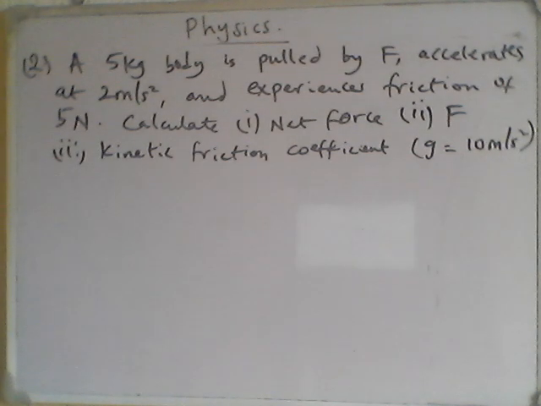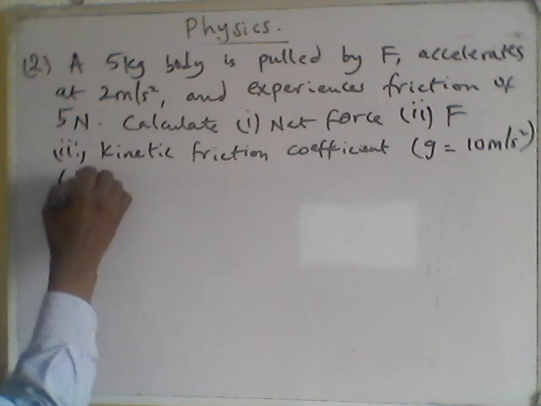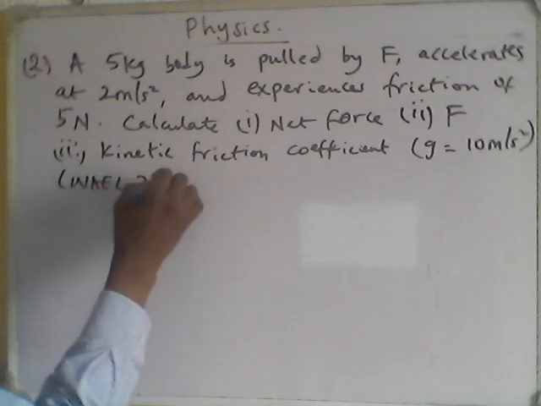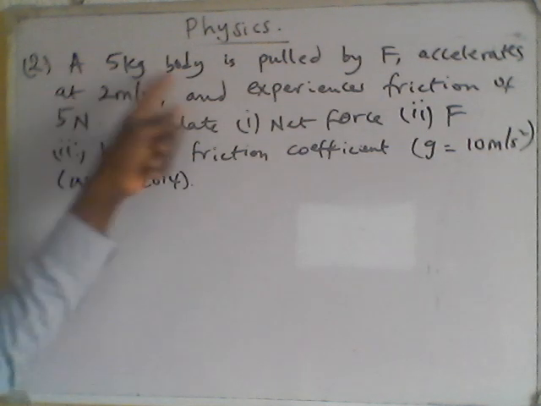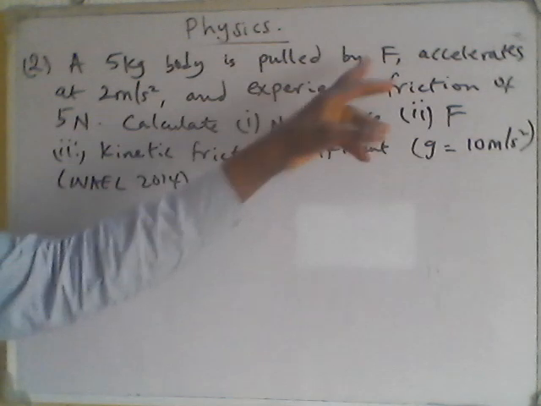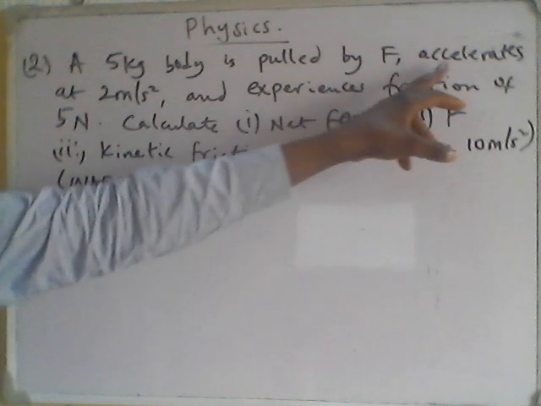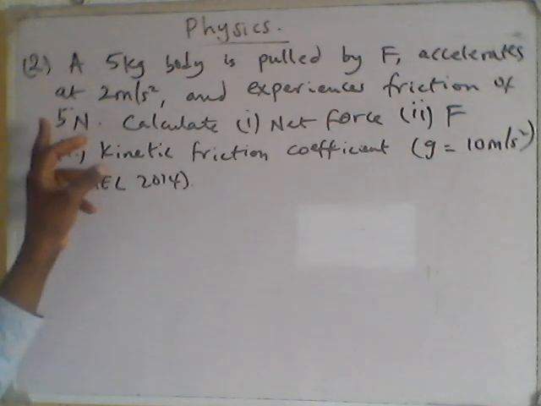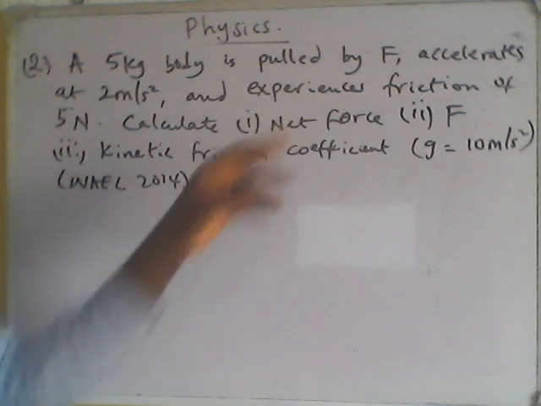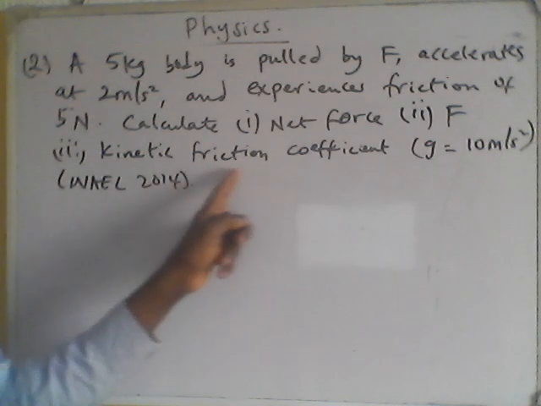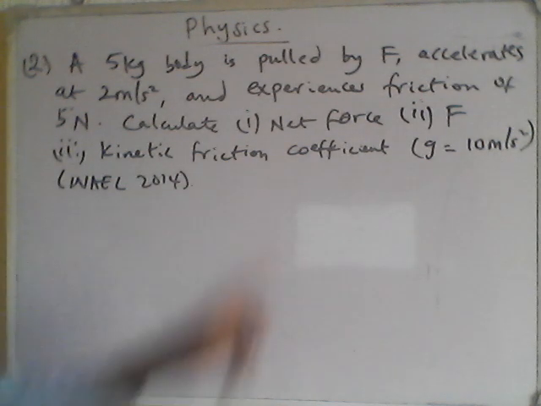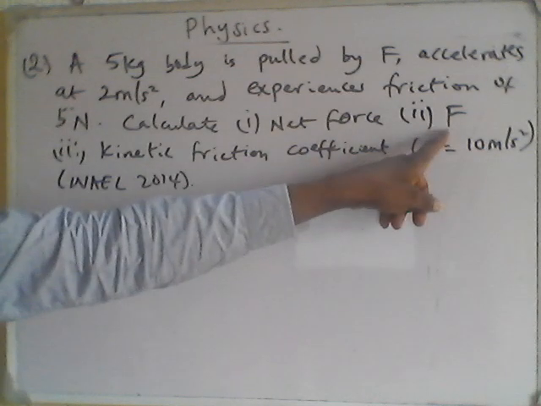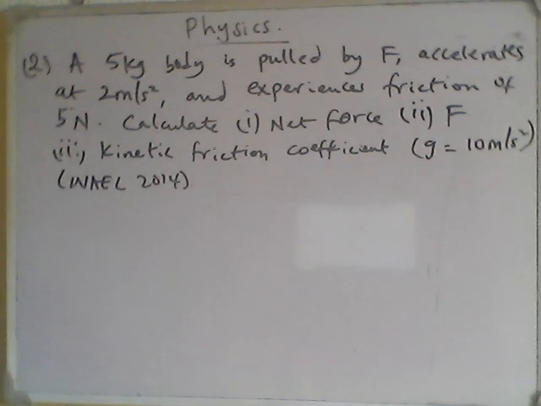Okay, so we have another question on the board. This is actually gotten from WAEC 2014. It says a 5 kg body is pulled by F. So this is the force pulling it. It accelerates at 2 meters per second squared and experiences a frictional force of 5 Newton. Calculate number 1, the net force. Number 2, the kinetic friction coefficient. Okay, net force, and the value of this F that is pushing it, and the kinetic friction coefficient.